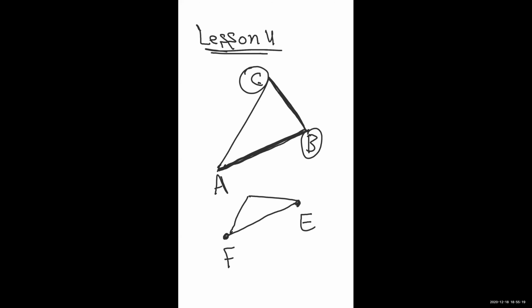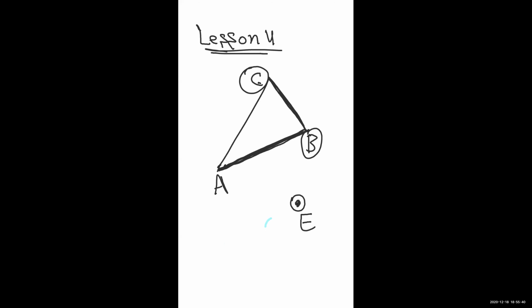The shortest distance between 2 points is the straight line. So EF is the shortest distance. The length of EF is the shortest distance between E and F, because these are 2 points. Okay?